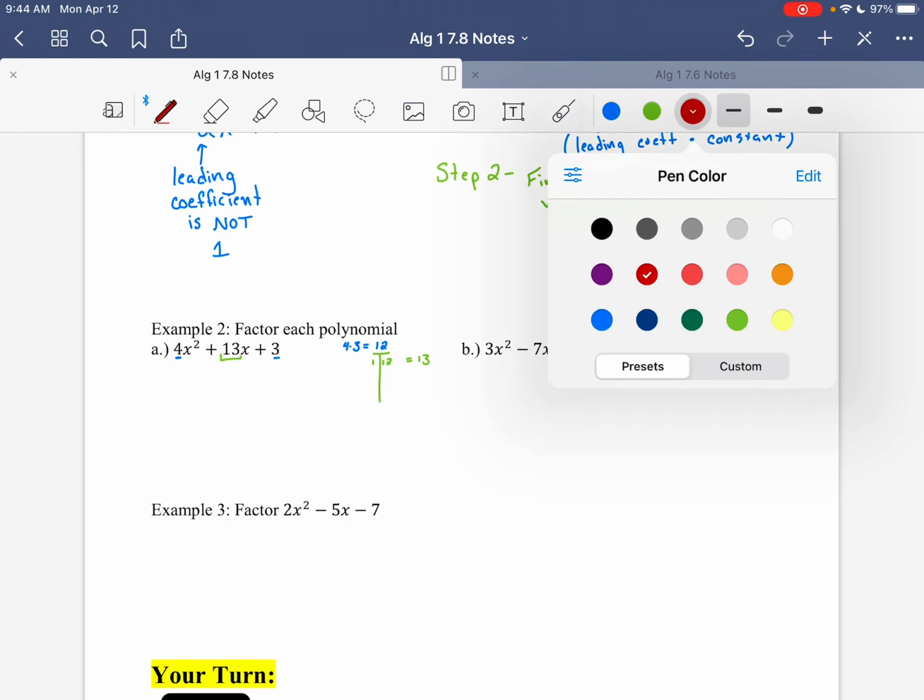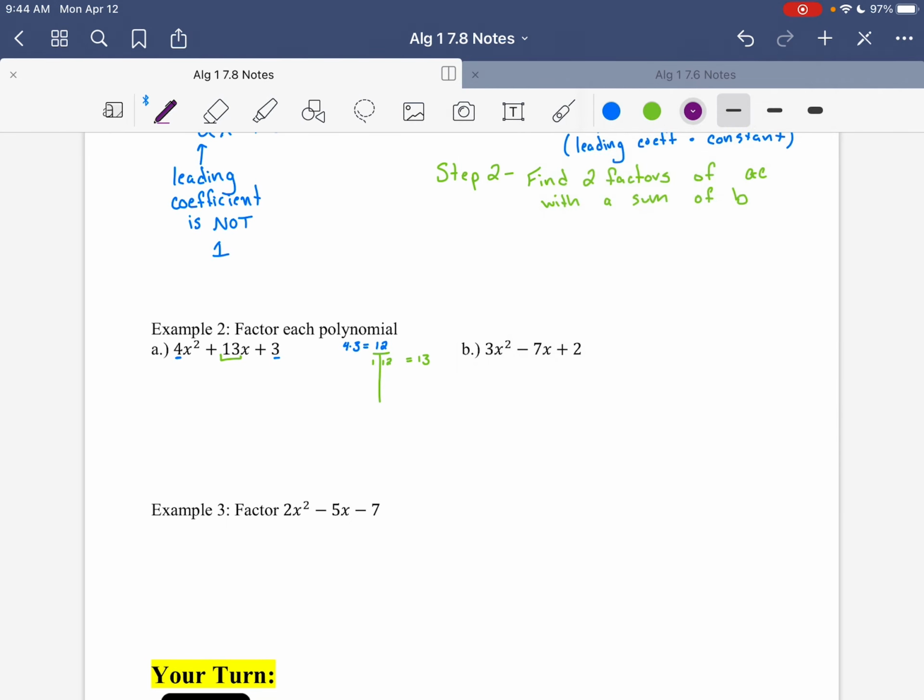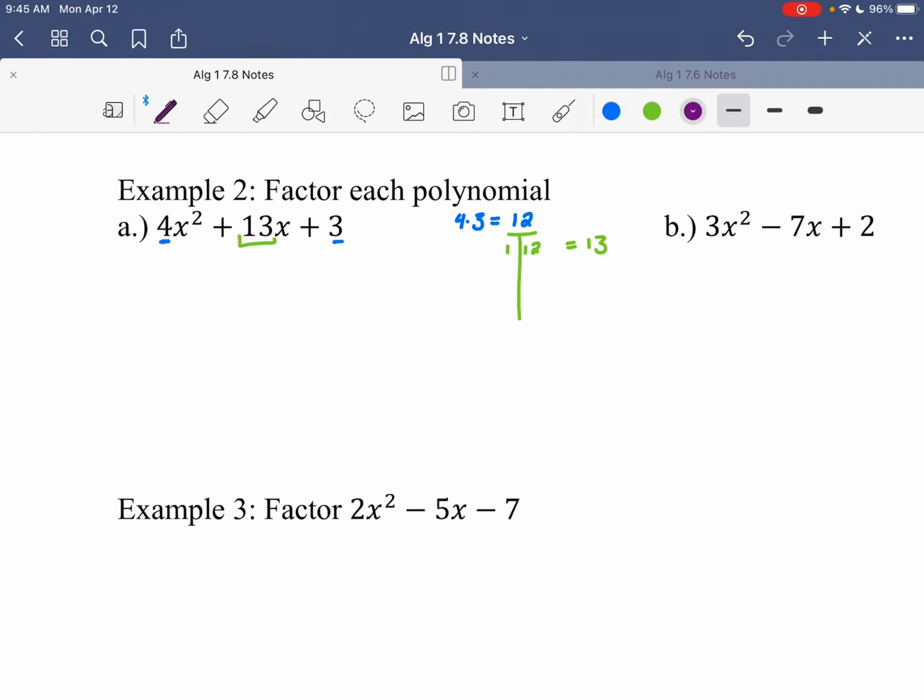Step 3, rewrite the middle term using these factors. What I'm going to do now is rewrite this middle term. This middle term is 13x. I'm going to rewrite it using the 1 and 12, so I'll have 1x plus 12x. Everything else stays the same. I'm still going to have 4x squared plus x plus 12x plus 3.